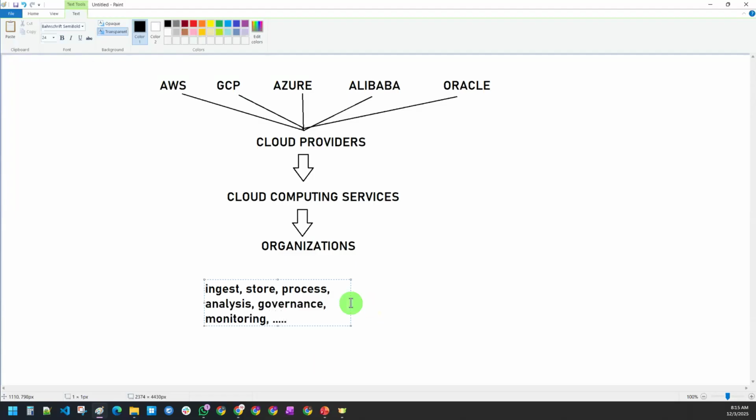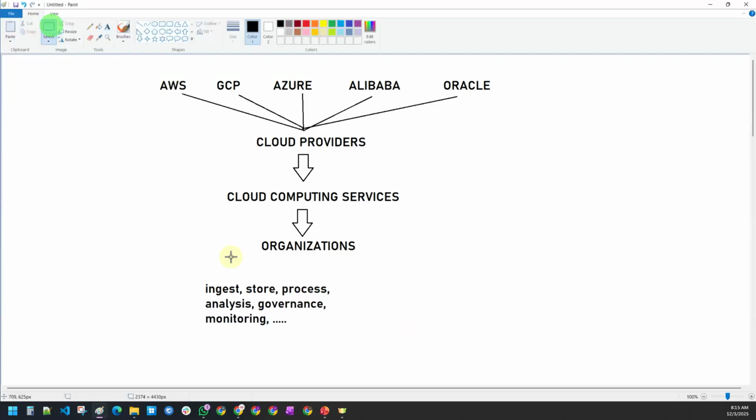So if you as a data engineer wanted to work on any of these activities, you don't have to create everything on your own. You have readily available compute services. For data ingestion, you have a separate service available. For data storage, you have a separate service. For data processing, a separate service. For analysis, a separate service. For governance also. So what cloud providers are doing here for us is that they provide cloud computing services for organizations, so that these organizations can benefit from these services.